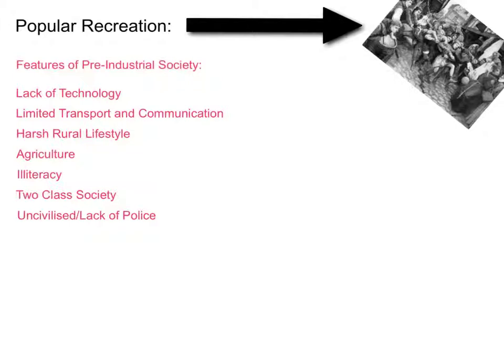The final feature of pre-industrial society, which is important to consider, is the influence of seasonal time on people's work habits. Nowadays, we would expect to have consistent work patterns and generally work between the same hours on each day. This would be consistent across a year.